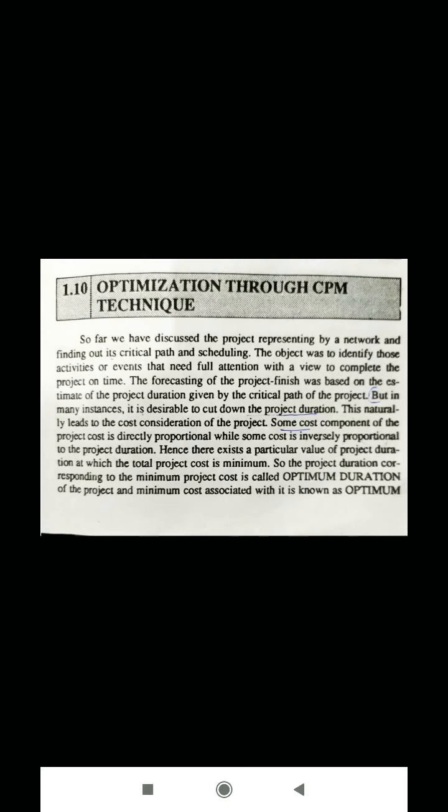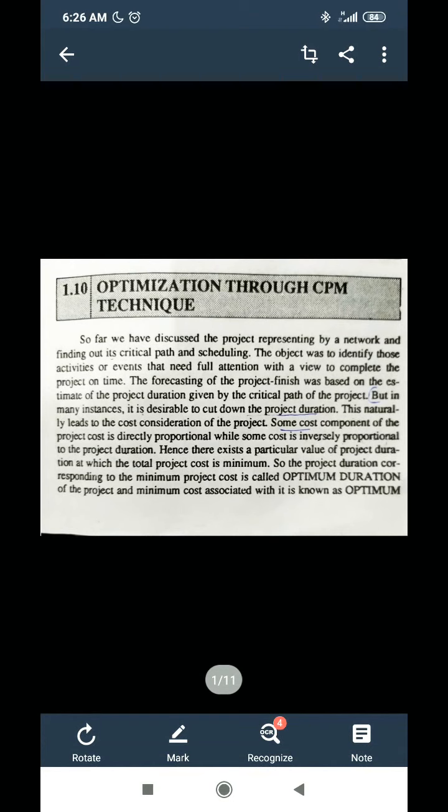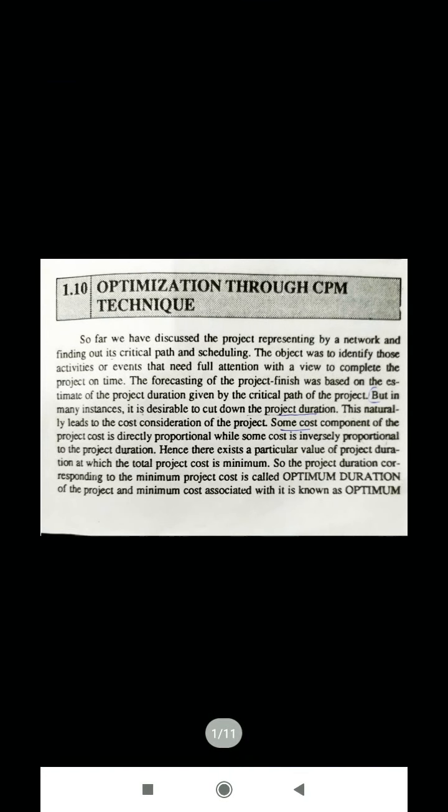There are other components which are inversely proportional to time. For example, if we reduce the project time, then we need to use certain additional equipment, additional labor, and some special types of materials like rapid hardening cement. That will lead to an increase in the project cost. That means we are decreasing the time, and the cost is getting increased. So such cost components are inversely proportional to time.